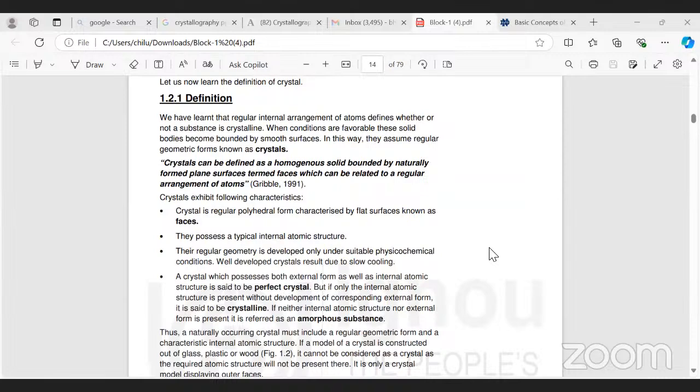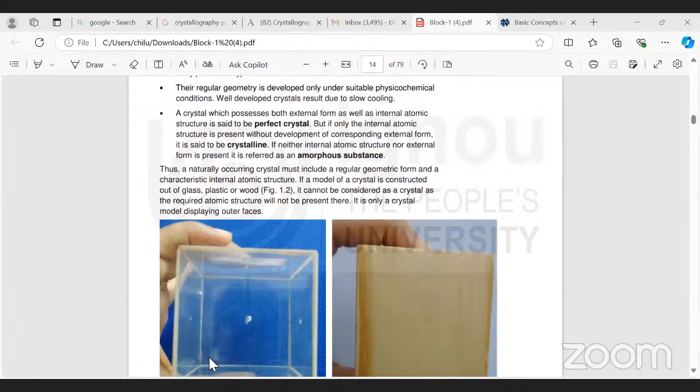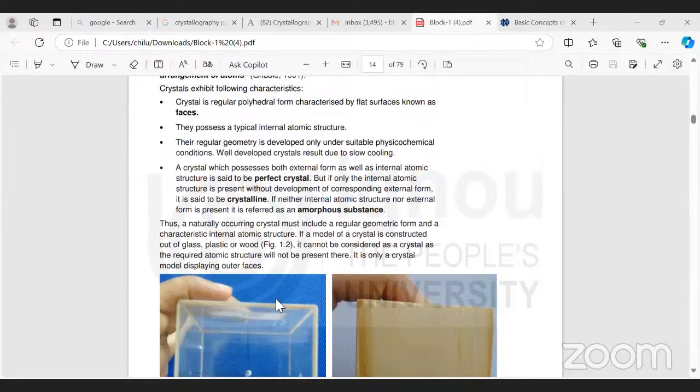So it has some characteristics. What are those characteristics we see? A crystal is a regular polyhedral form, characterized by flat surfaces known as faces. Suppose you have a crystal model, I'm showing you here. This is a crystal model. You see the plane surface it has. The top one is a plane surface. So the plane surface is known as a face.